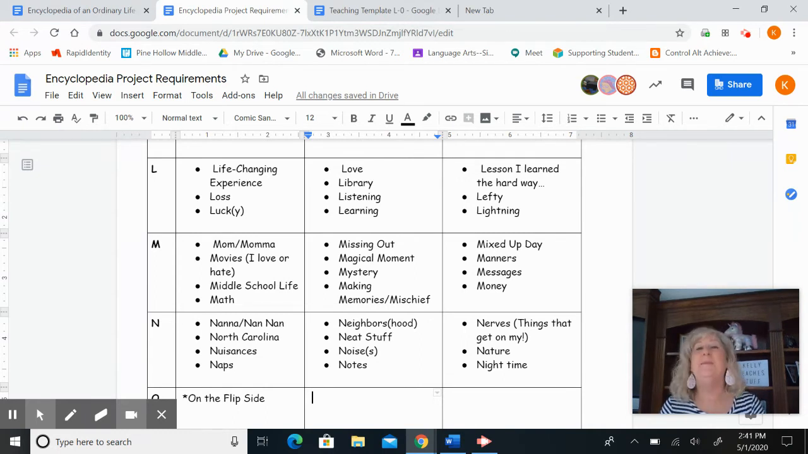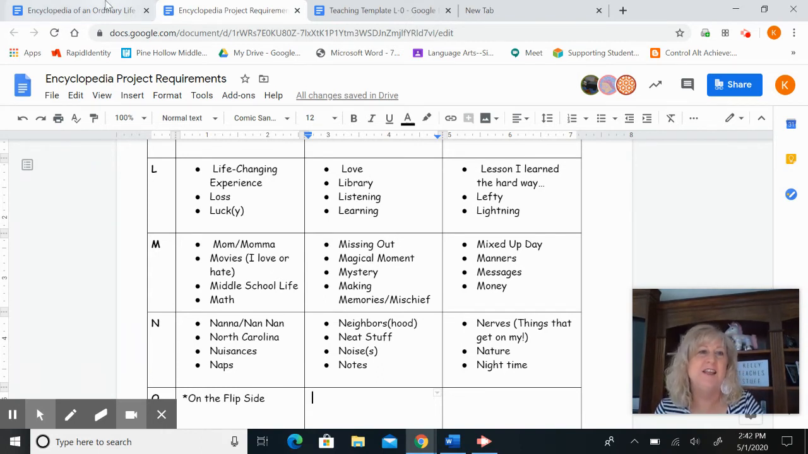Mixed up day. Maybe you had a day where literally everything went bad, kind of like the book, Alexander and the Horrible, Terrible, No Good, Very Bad Day. Could be something like that. You could talk about manners, right? Manners that you maybe wish people had, or messages. You could talk about text messages that you got from different people, or money, right? Everybody likes money. So you could talk about maybe things that you want to get when you save up a certain amount of money, or you could talk about money that you might need for college or anything like that.